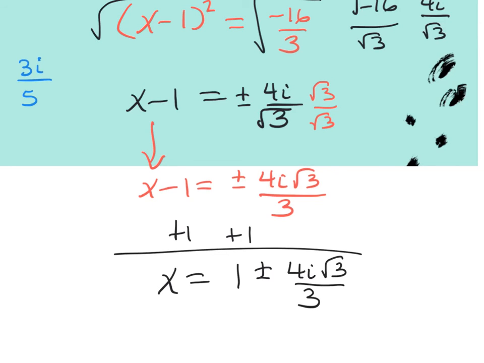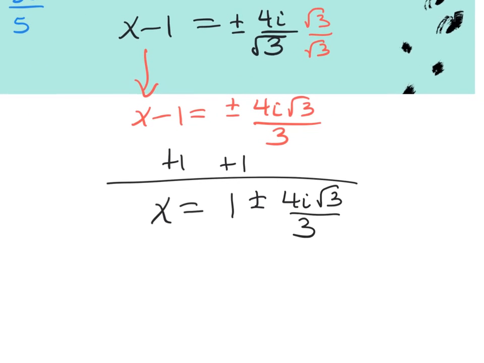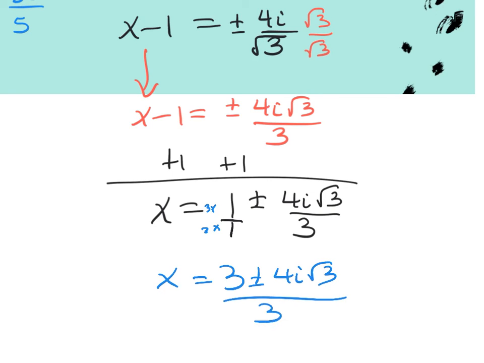If you want to make it have the same denominator, then I would need to make this 1 have a 3 in the bottom. So then I could multiply top and bottom by 3. And then I could make this 3 plus or minus 4i radical 3 over a single 3. But you can leave it like that.